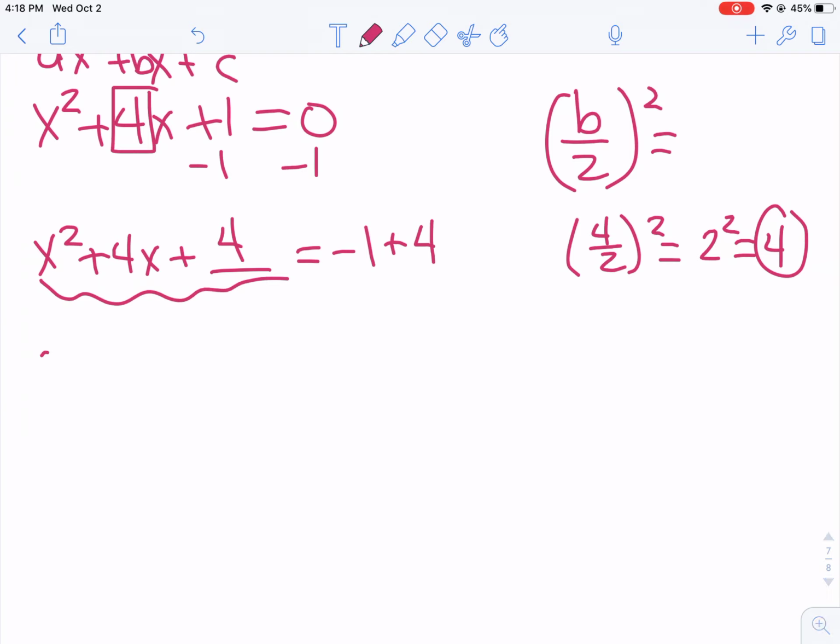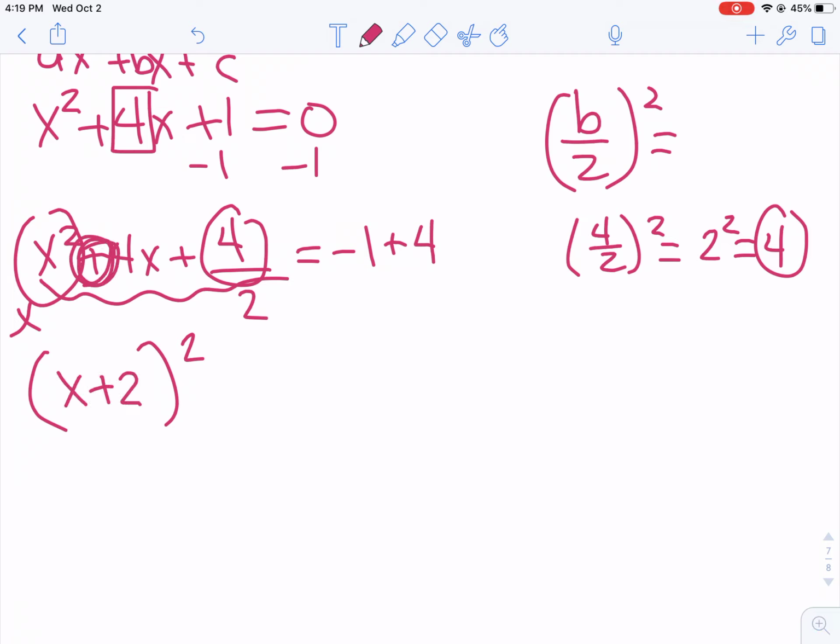So if I factor the left side, it's going to be a quantity squared. The square root of the first term is x, the square root of the last term is 2, and there's a plus in the middle, so this becomes x plus 2 squared. Okay? And then negative 1 plus 4 is 3.